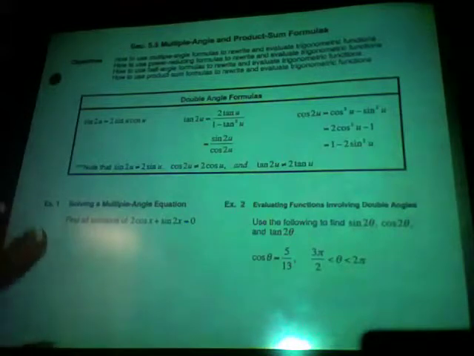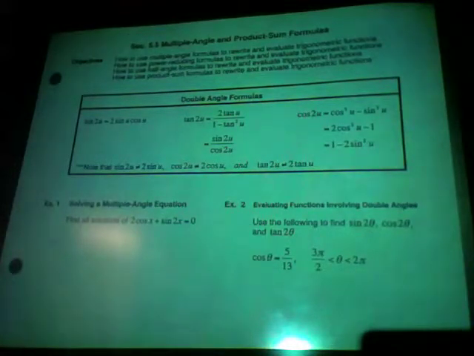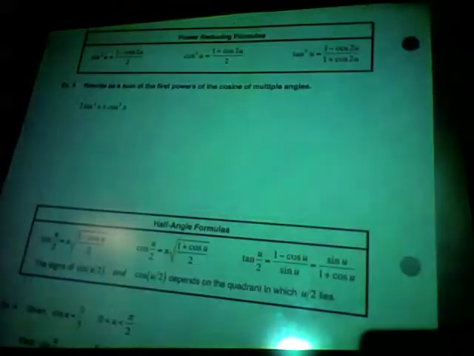Okay, so, shh, mouths are closed, let's get serious. All right, so today I'm going to talk to you about your double angle formulas. And then on the back, we've got power reducing formulas and half angle formulas.